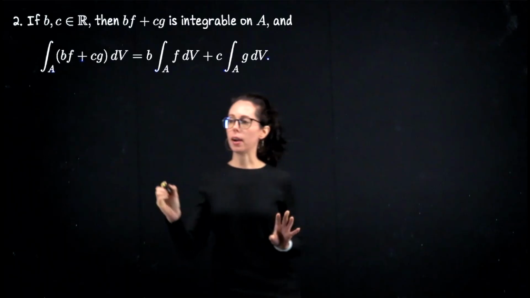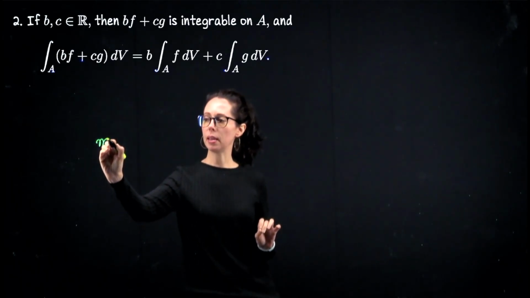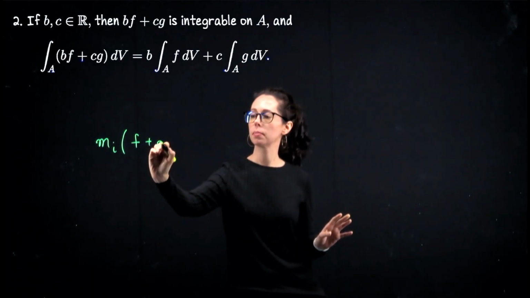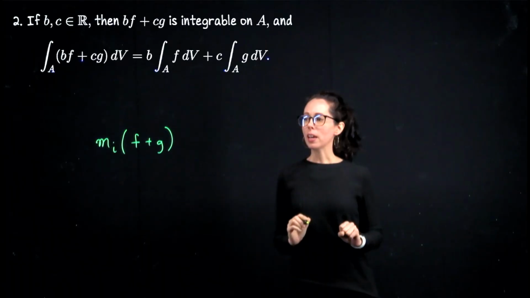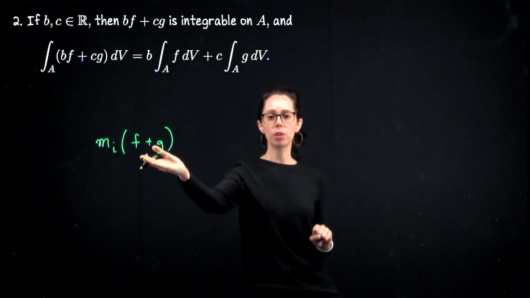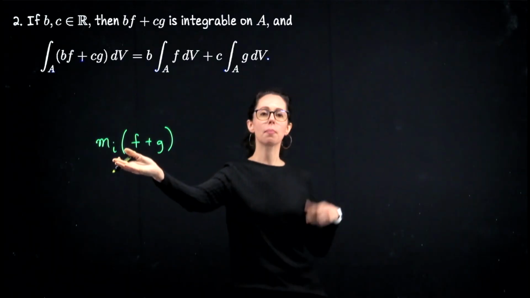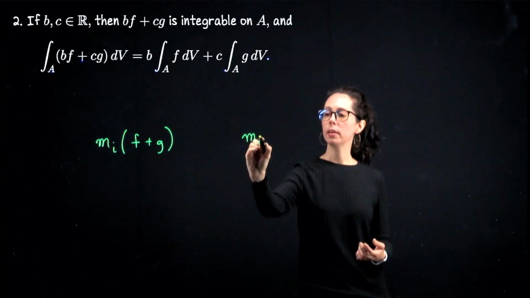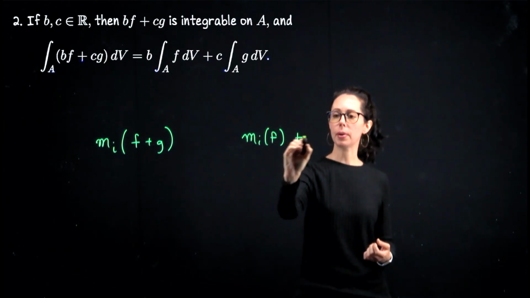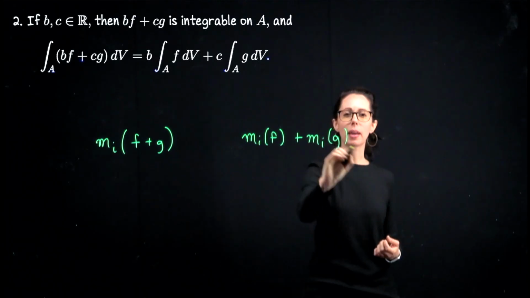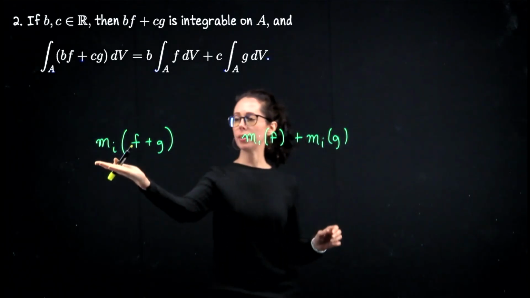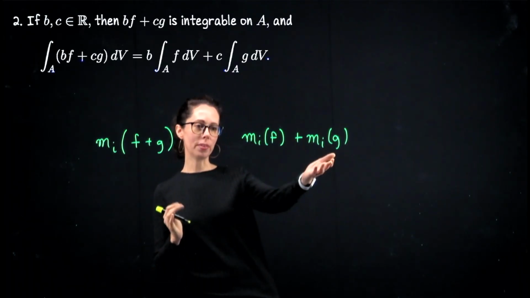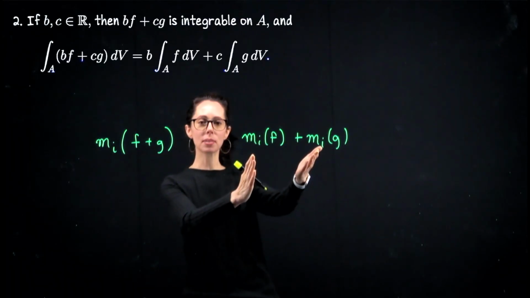We will need to compare expressions of the form m sub i of, let me just write f plus g, forget about scalars for a moment. So think about the infimum of the two functions f plus g added together over some ith subrectangle. That quantity versus adding up their infima separately. Here's the sum of two infima, one for f, one for g, over the same subrectangle.